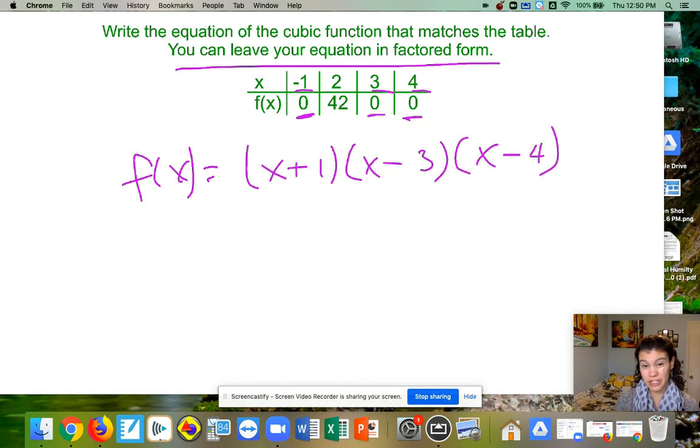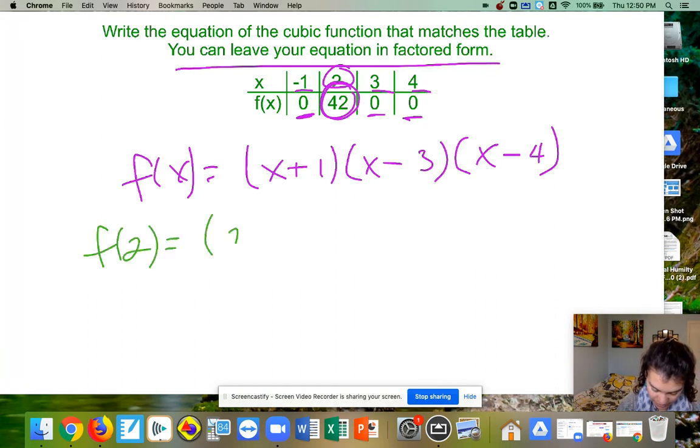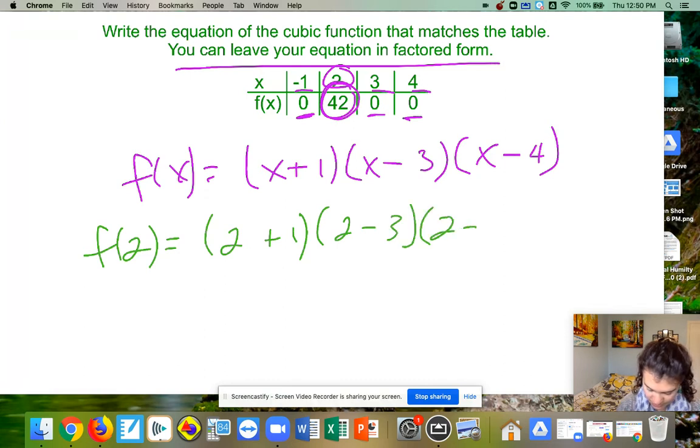At this point, we want to check our answer because we want to get 42 when we plug in 2. So I'm going to plug in 2 and see what we get. f of 2, we have 2 plus 1, 2 minus 3, 2 minus 4. Multiply that all out and you'll get 6.